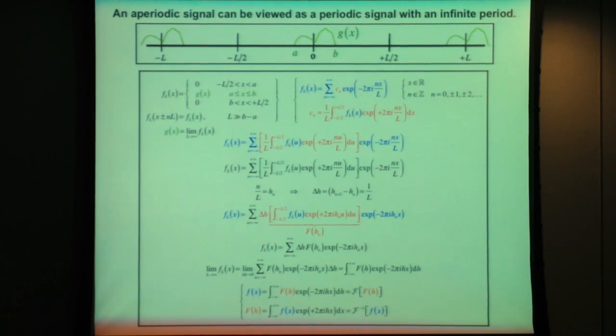And that implies that the difference between adjacent values, that is h sub n and h sub n plus 1, is equal to 1 over L, just by definition of what we mean by h. So we make those substitutions. We put this delta h here, multiplying this integral over one period of the f function, and then again multiplied on the other side by exponential 2 pi i h x.